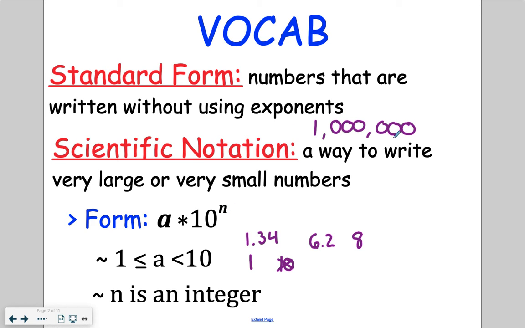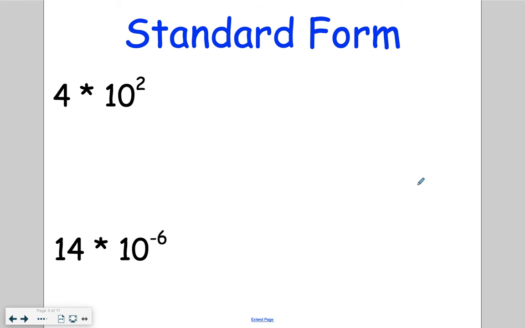So if I was going to write this 1 million in scientific notation, I would write 1 times 10, and then we've got 6 places here. So it would be 1 times 10 to the 6th power. Now, how did we get there? In order to do this, we're first going to look at how we got from scientific notation into standard form.